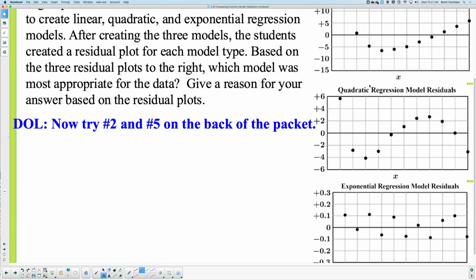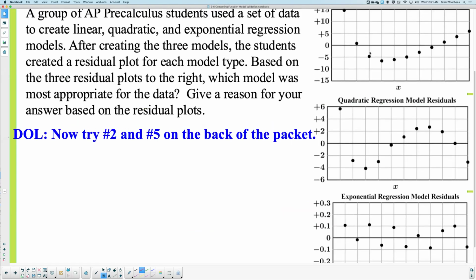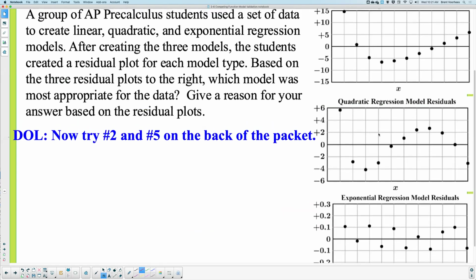Just a quick glance. Which model is the best? The linear at the top right, quadratic in the middle right, or exponential at the bottom right? Exponential. Why is exponential the best? No pattern. Okay, I want you to try number 2 and number 5 on the back of the packet now. Try number 2 and 5 on the back of the packet.